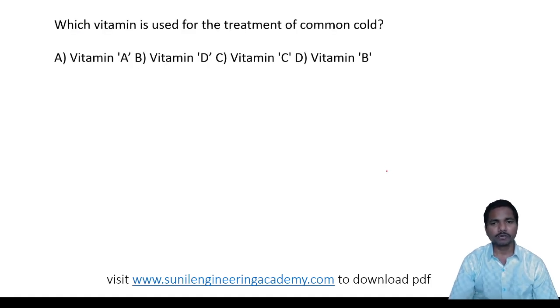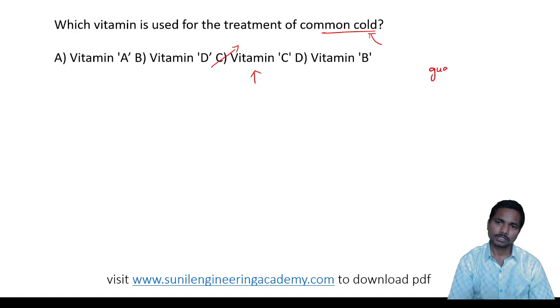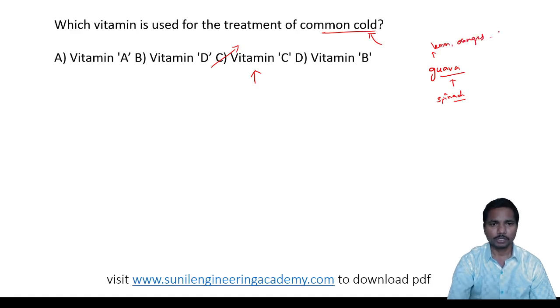Which vitamin is used for the treatment of common cold? If you want to treat the common cold, the cold is due to a virus. So we need to improve our immunity. Which improves our immunity? Vitamin C. So the vitamin used for treatment of common cold is vitamin C. If you have a cold, then you can try lemon water, or guava. It is a high source of vitamin C. Spinach is also a high source of vitamin C. Lemon, oranges. Coming to the next one.